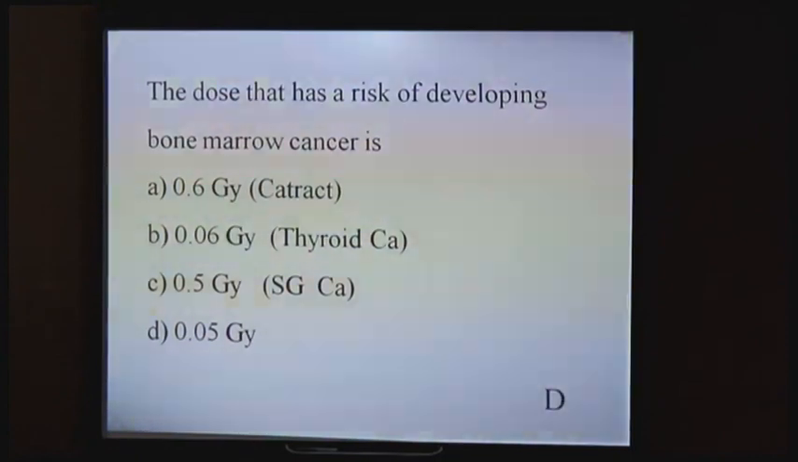It is D, because the first one is cataract, the second is thyroid, 0.5 gray is for salivary gland cancer and 0.05 gray is for your bone marrow cancer. Any of these four can be a question.